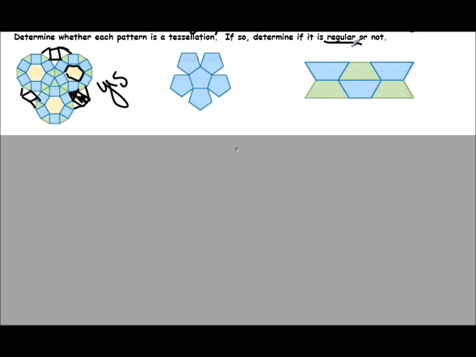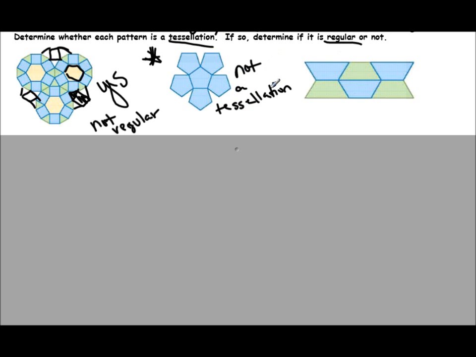It's not a regular tessellation. A regular tessellation is made up of only one regular polygon, and clearly there's more than one polygon. Okay, so pause the video and see if you get what I get for the second example. Is this a tessellation? And if so, is it regular?